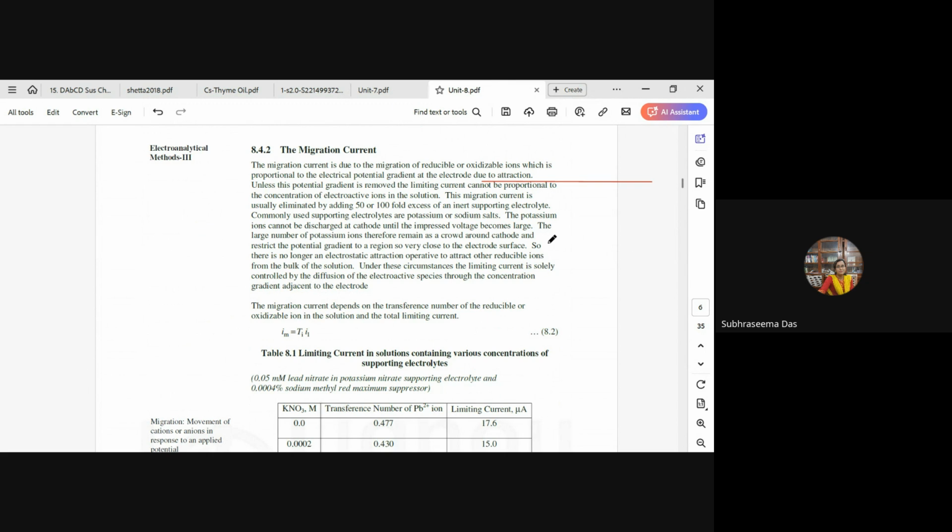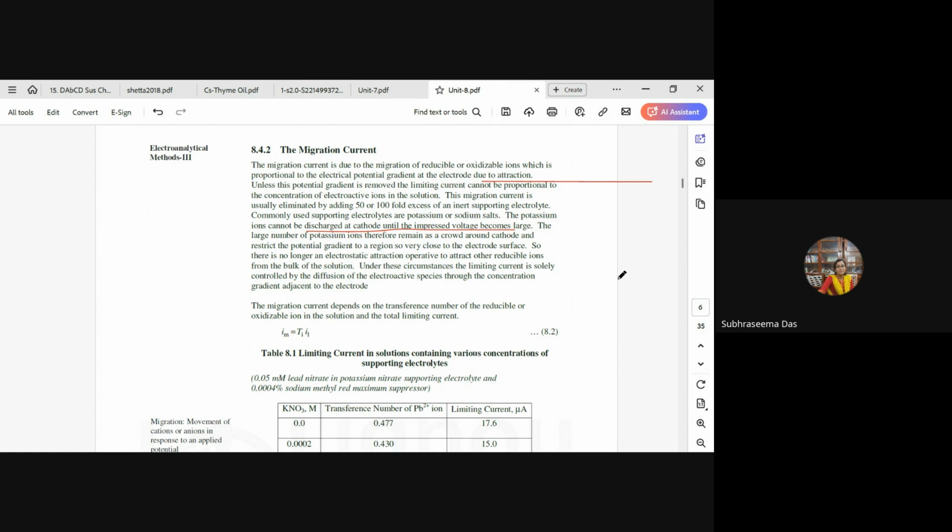Commonly used supporting electrolytes are mostly potassium or sodium salts. The potassium ions cannot be discharged at the cathode until a very large voltage is applied. The large number of potassium ions therefore remain as a crowd around the cathode and restrict the potential gradient to a region very close to the electrode surface. So there is no longer an electrostatic attraction operative between the ions. In this situation, the limiting current is solely governed by the diffusion of the species.